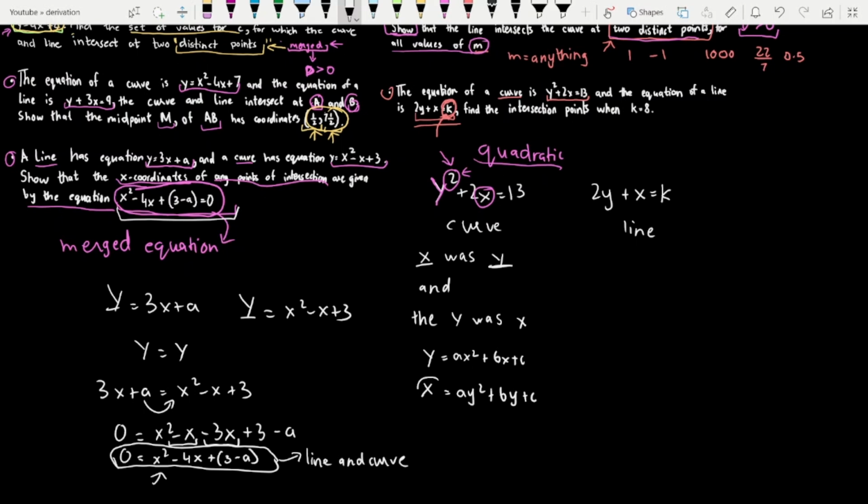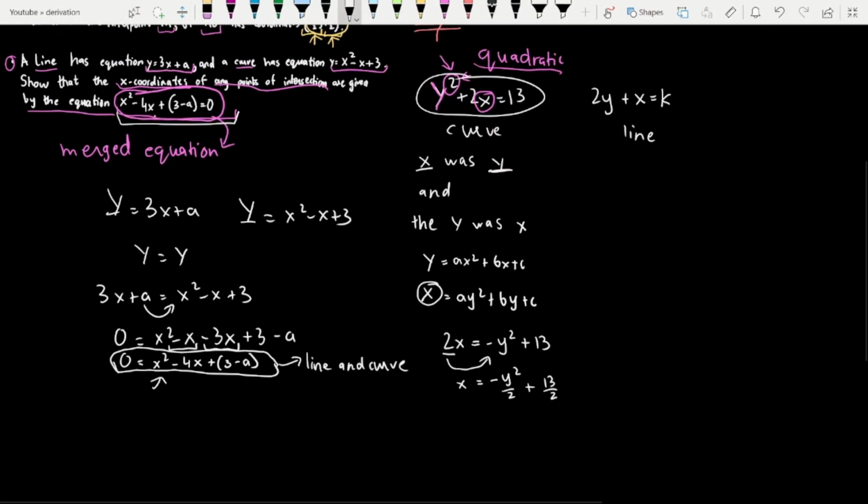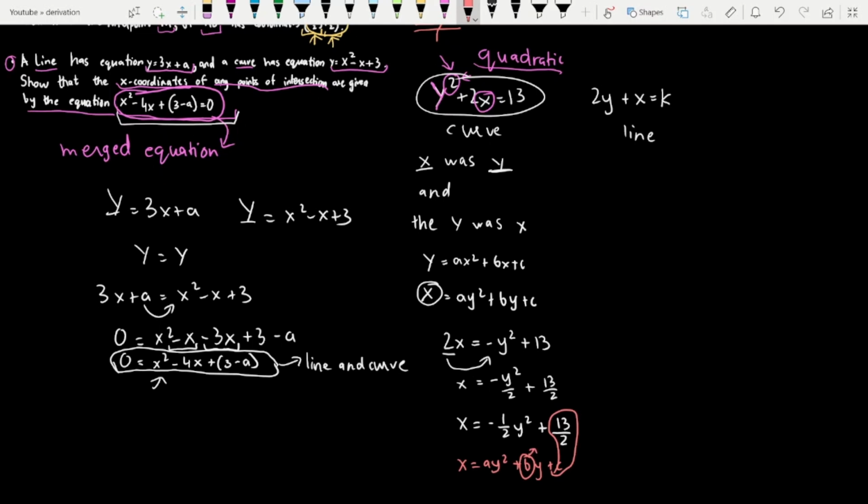So what I'm going to do over here is I'm going to make x the subject. And so we need to rearrange this equation. And it's going to be, so we send the y squared to the other side, it's going to be 2x is equal to minus y squared plus 13. And then we can send this 2 over there to the other side, so it's going to be minus y squared over 2 plus 13 over 2. And I can write it in a different way, so I can write it like this, where I have minus 1 by 2 y squared plus 13 by 2. And now it's actually in the form x is equal to ay squared plus by plus c. So this thing right over here is c. We don't have a b term, so b is 0. And then the a term is basically this thing right over here.